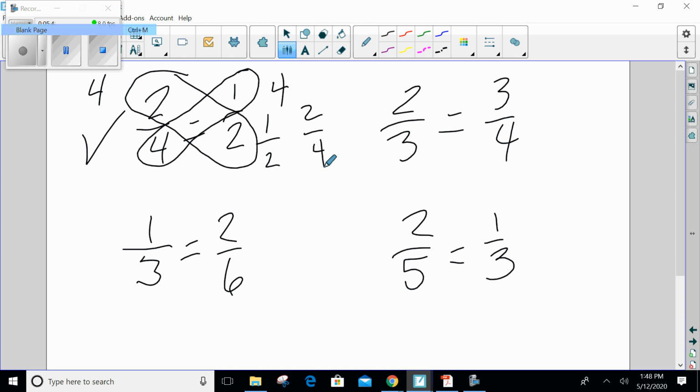Now let's look at the other one. Let's look at this one. 2/3 equals 3/4. So I take my numerator, grab my denominator, 2 times 4, 8.